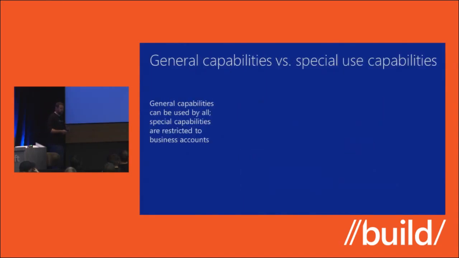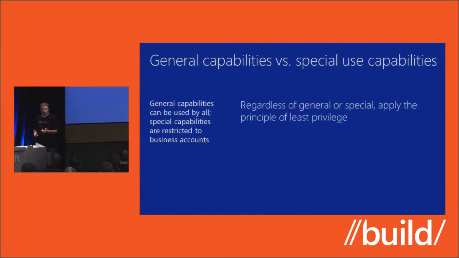So, general capabilities versus special use capabilities. The difference between these two that's enforced is that general capabilities are available for every developer. If you're a developer here as an individual developer, or as a business account, any of those general capabilities are free for you to use. However, the special capabilities are restricted to business accounts. So if you're not a business account and you try to use these, you're going to be prevented.